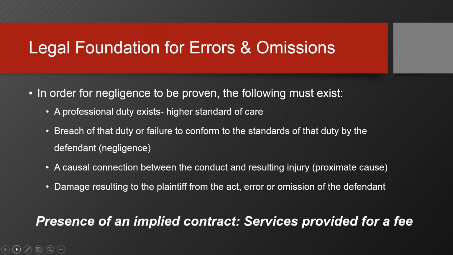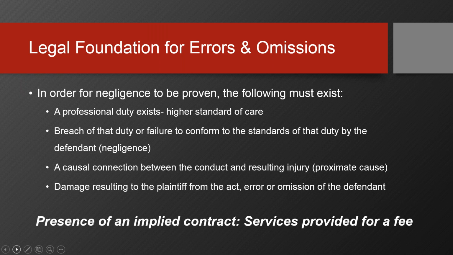So the real key with E&O, I'd say about 95% of the claims that I see always relate back to negligence. So negligence really is failure to perform a duty as described. In order for negligence to be proven, the following four things must exist. So there must be a professional duty. What that means is that you have a higher standard of care. You as an insurance agent are expected to know more about insurance than your neighbor who may be an arborist. So you're held to a higher standard of care. There's a breach of that duty or failure to conform to the standards of that duty.